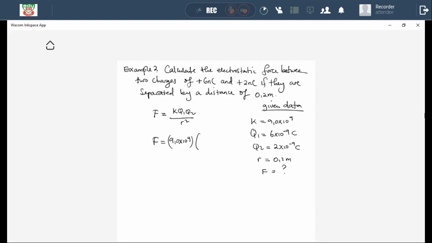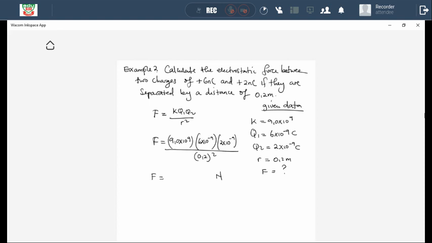And then charge 1 is 6 times 10 to the power minus 9, and our charge 2 is 2 times 10 to the power minus 9, and everything divided by 0.2 squared. So our F is equal to, alright, I can write the unit. It's supposed to be in newtons.